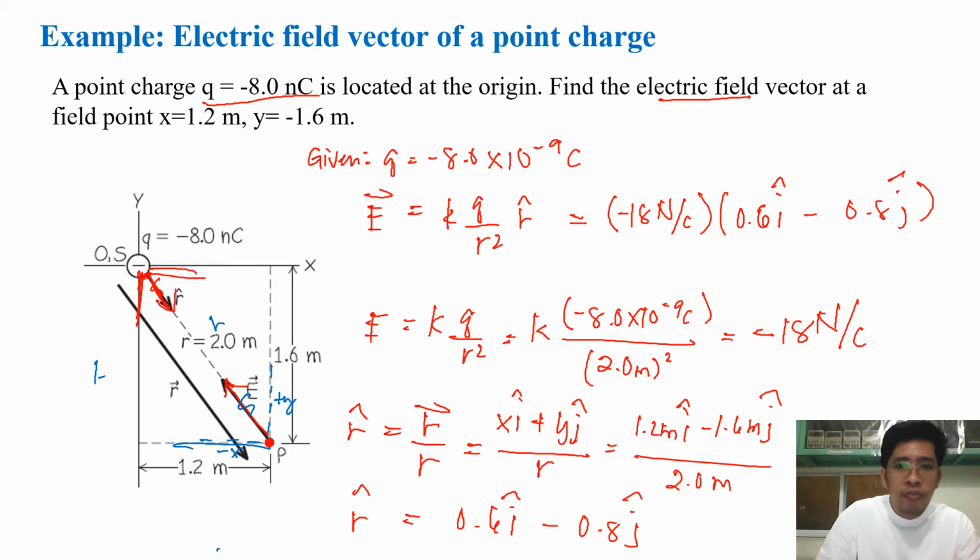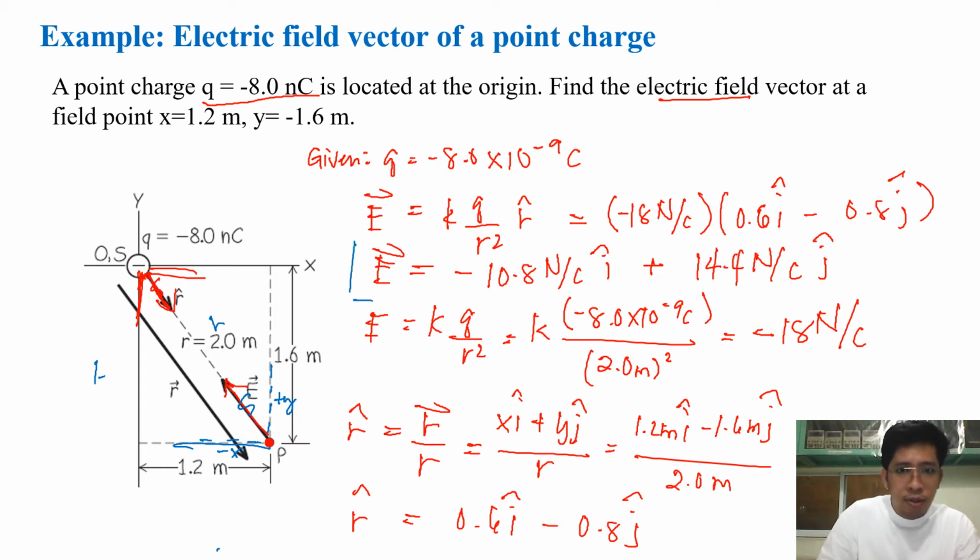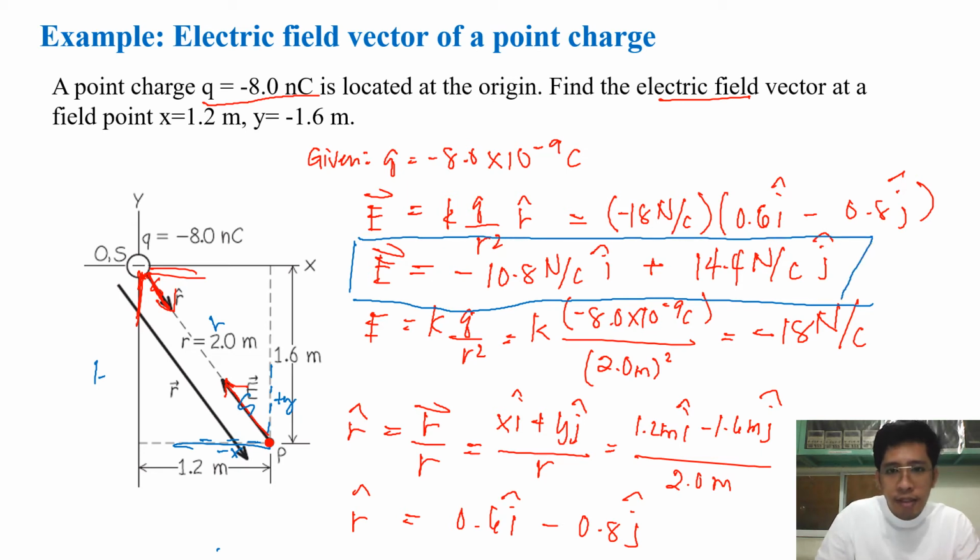So your vector electric field E is equal to negative 10.8 newtons per coulomb i hat plus 14.4 newtons per coulomb j hat. I'm sorry for the messy solution, but this is your answer. It has a negative x and a positive y. Let's check your electric field vector from here. Did we get it right?